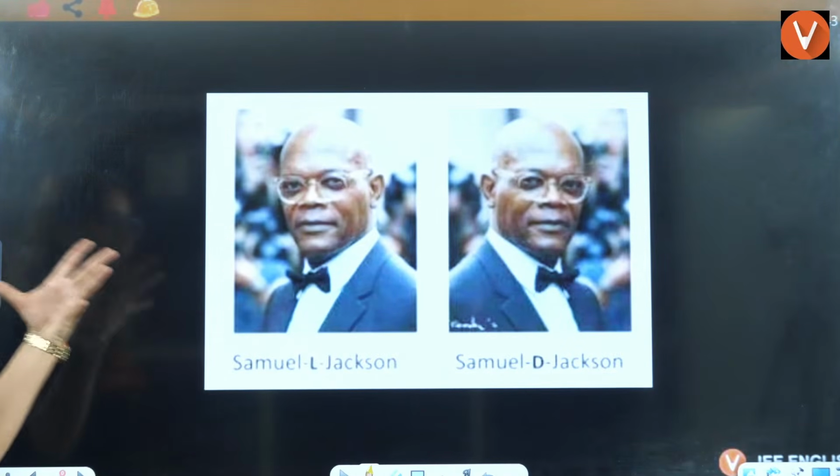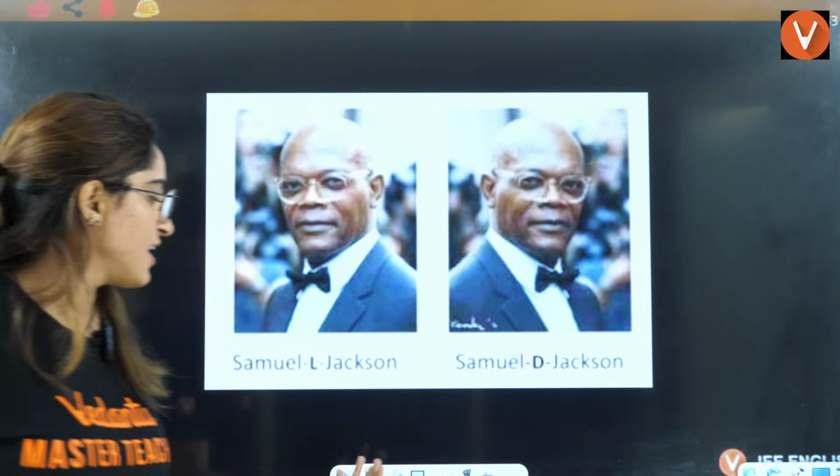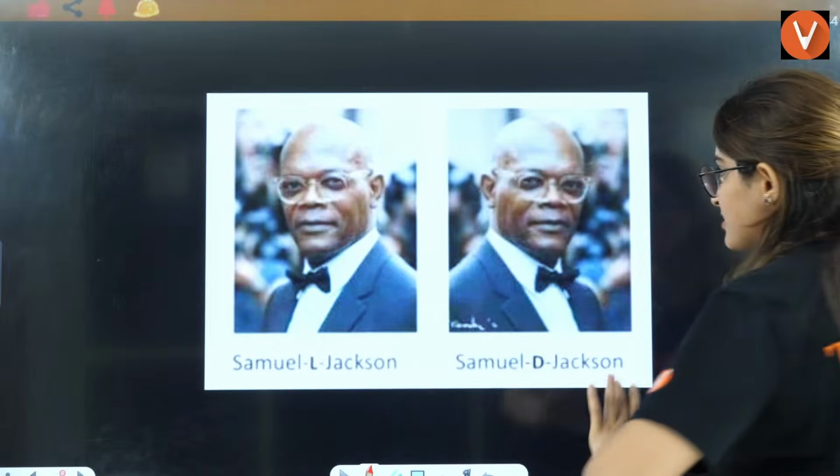Okay, so guys, that's it for today. Now, can you tell me what is this? Is this non-superimposable or is this superimposable?